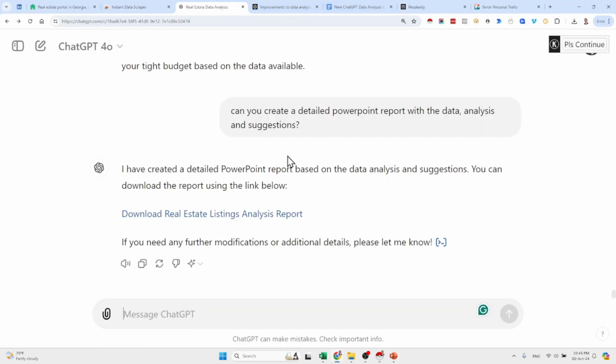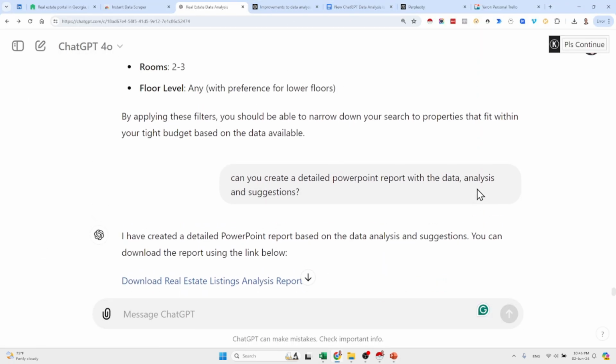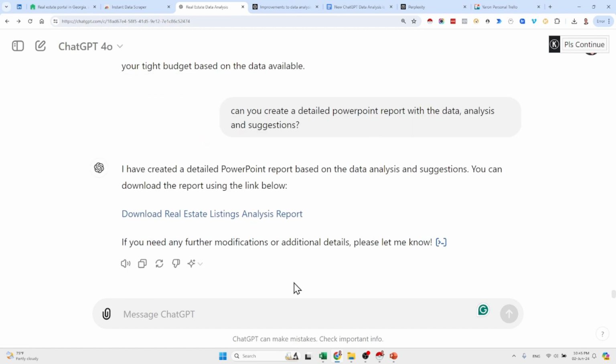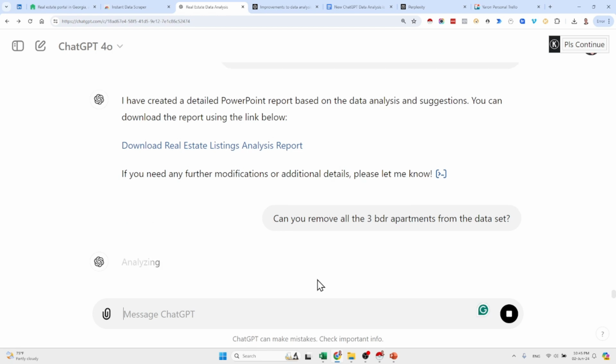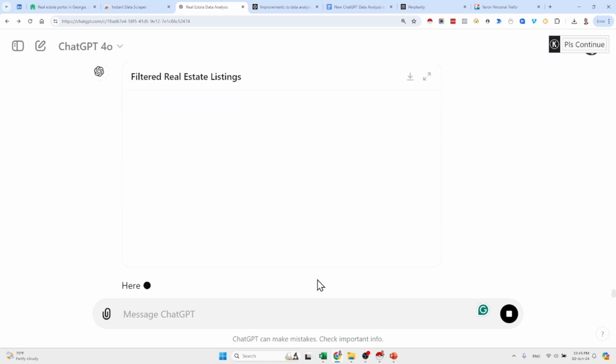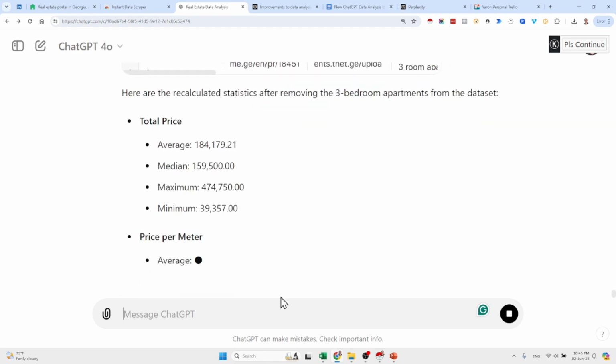Now let me just show you the last thing. I want to show you how you can work with the data while you're having the conversation with the chat. Can you remove all the 3-bedroom apartments from the data set? Now it's going to remove all these three-bedroom apartments, and I want to show you how it looks when you work with the data side by side.